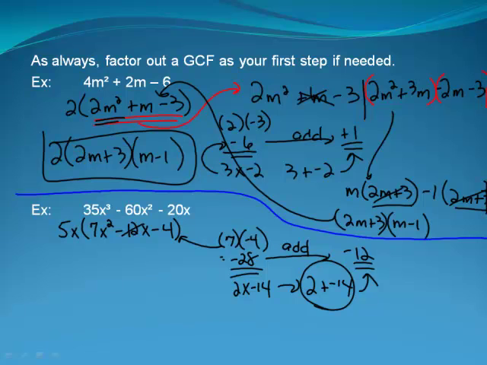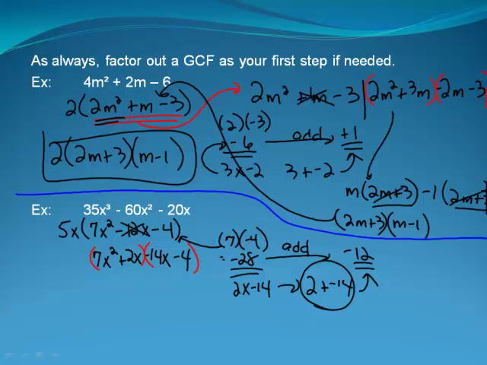We're going to rewrite that middle term. And again, I'm just looking at the group for right now. So I've got 7x squared plus 2x minus 14x minus 4. Group in pairs. Factor out any greatest common factor.